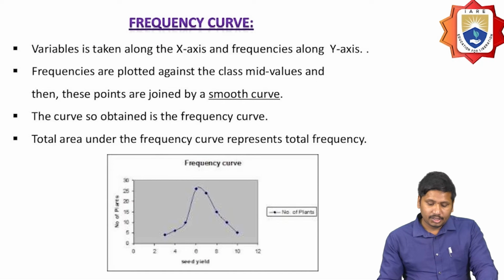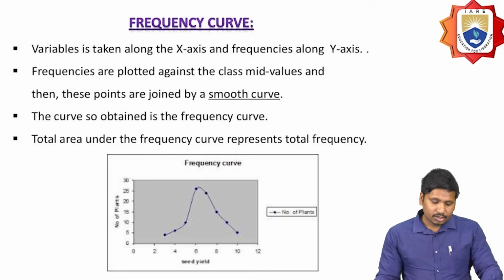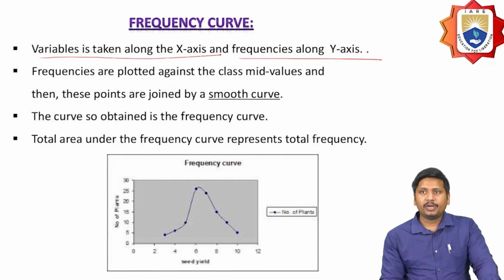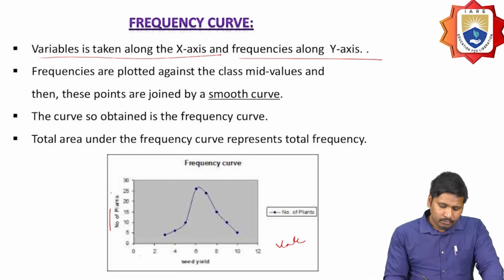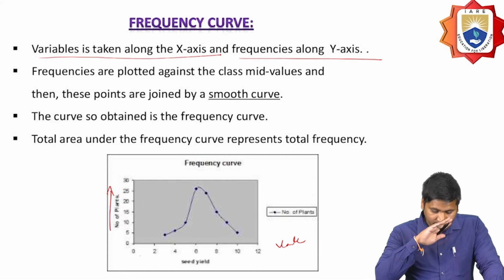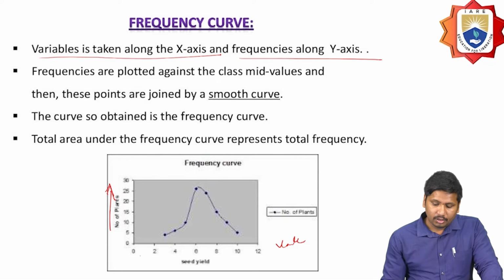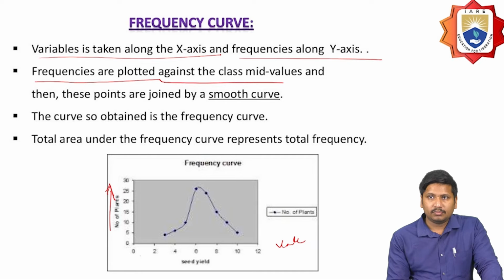And the next one is the frequency curve. To draw the frequency curve, the variable is taken along the x-axis and the frequencies are taken on the y-axis here. The variables I take on the x-axis, let it be 0, 2, 4, 6. These are the variables, and then the frequency is on the y-axis. The frequencies are plotted against the class middle values, and these points are joined by a smooth curve.